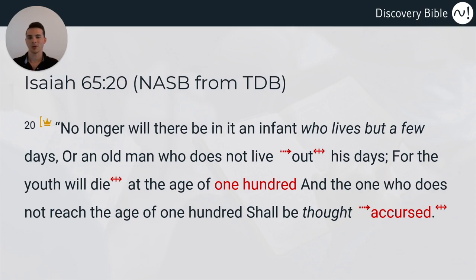this symbol. So in reading it, we see, no longer will there be in it an infant who lives but a few days, or an old man who does not live out his days. For the youth will die at the age of 100, and the one who does not reach the age of 100 shall be thought accursed. And so in reading, you can come to this passage and realize it's a millennial passage of what it's referring to. And then, your disposition, premillennial, amillennial, should still mix fine with what this symbol teaches.